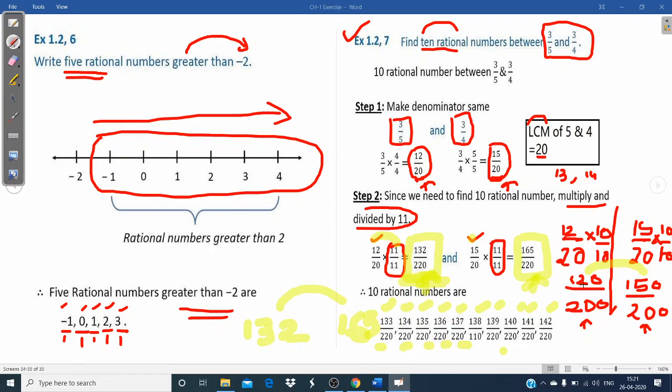So if you write this, more than 120, what will it be? 121, then 122, like this continuation you can write. And don't forget to write the denominator. Denominator should be what? Upon 200. Here also upon 200. So like this, that's why there are infinite rational numbers.